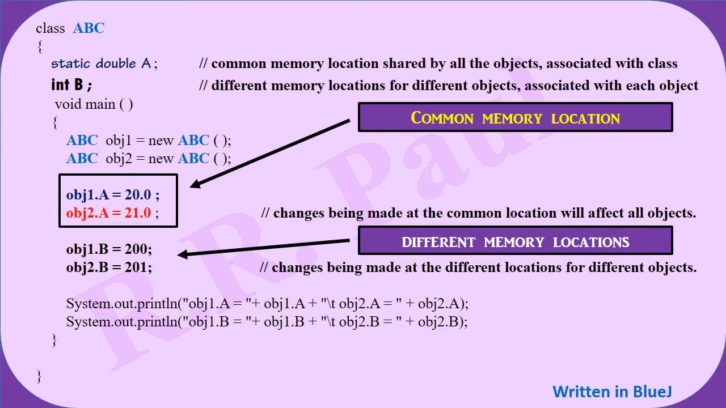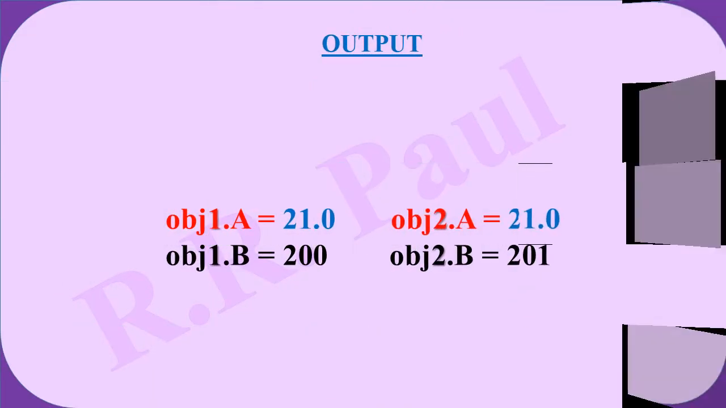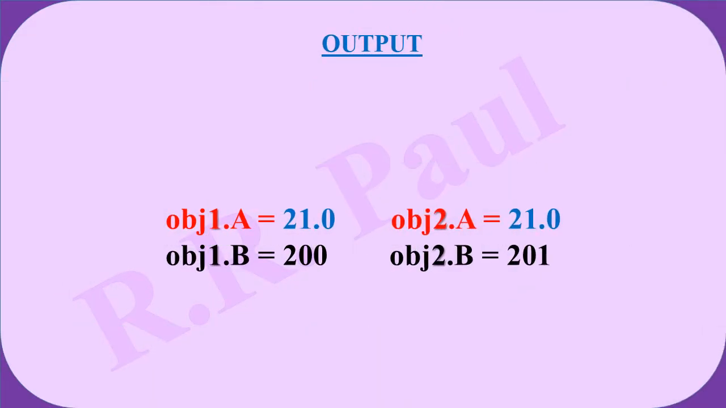Then the last two statements are printing the values of object 1.a, object 2.a, object 1.b and object 2.b. Just go through it carefully and check the output which is coming up. We stored 20.0 in variable A through object 1, and then we carried out overwriting by object 2 at the same memory location which is named as variable A.